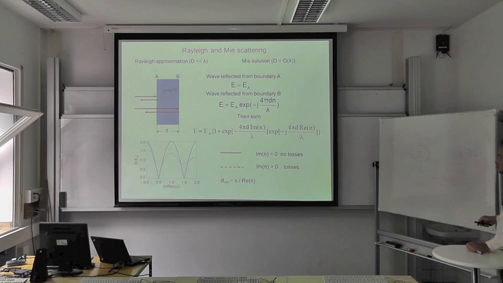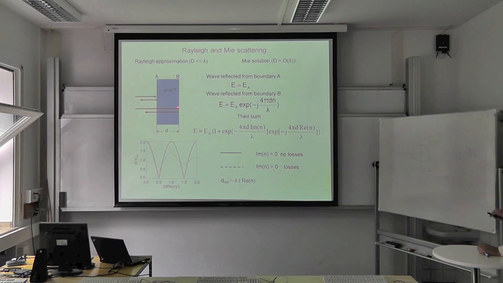That's why, if you are talking about the strength, the amplitude of the wave, which is the sum of these two waves reflected from these two boundaries in the slab, we are getting a non-monotonic dependence on the size. If the particle or slab has no losses inside, then usually they can cancel each other perfectly. So we can have simply zero strength of the reflected wave.